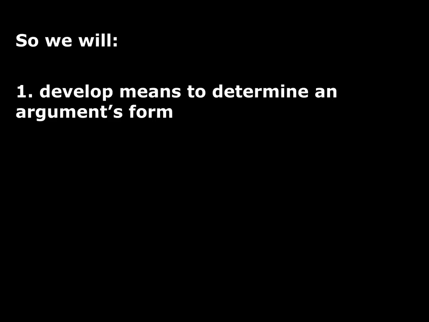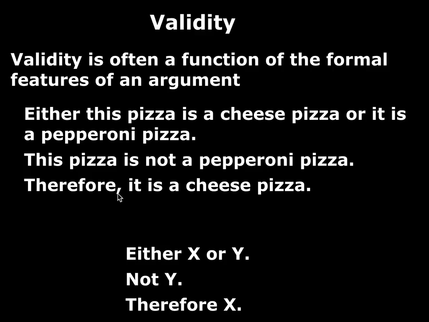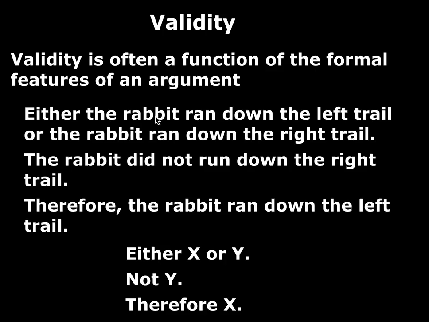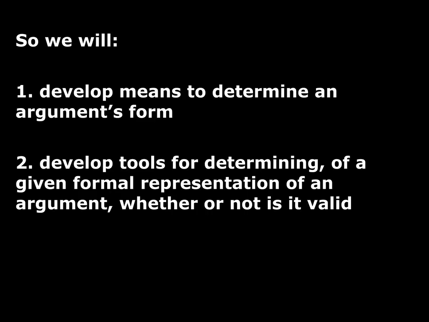So here's what we're going to do. This is the roadmap for chapters 1, 2, 3, and 4. The first thing we're going to do is develop means to determine the argument's form. How do we move from this to that? From the argument either in terms of pizza or in terms of a rabbit running down trails, both of those have the same form. How do we turn the English into something like this form? It's not going to be exactly like this. We're going to have more symbols. But that's step 1, to get the formal representation of an argument.